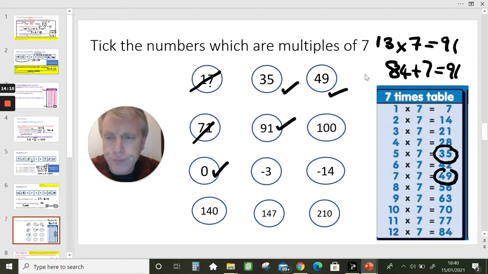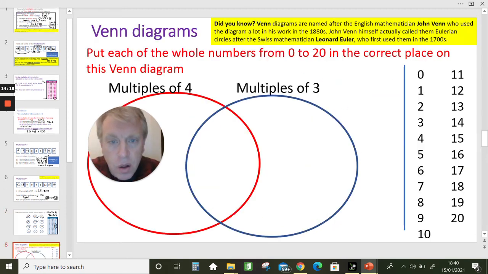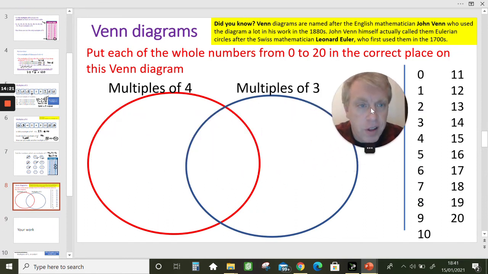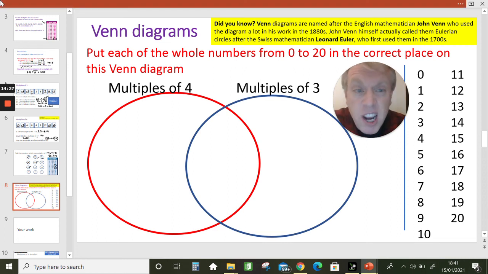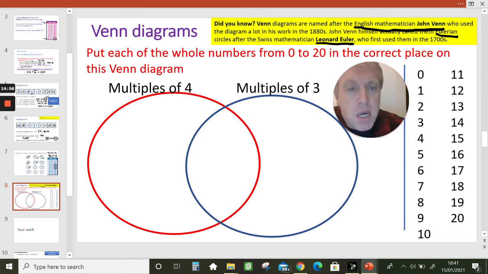Okay. And here we have just our level 3 questions. And we're looking at Venn diagrams, interestingly, named after the English mathematician John Venn, who actually used the work a lot. But very interesting, John Venn was a very modest man, and he himself called them, I've written it over here, Eulerian circles, after Leonhard Euler, a very famous Swiss mathematician who discovered Euler's law and Euler's number.